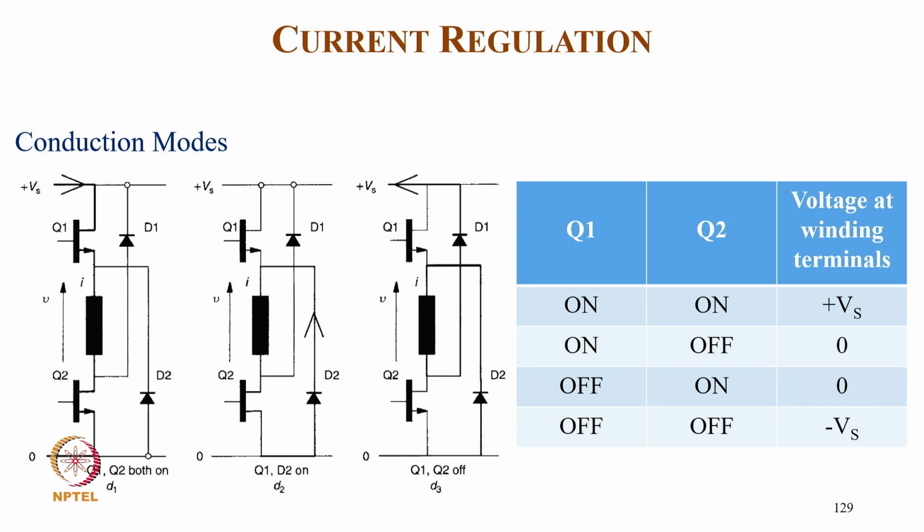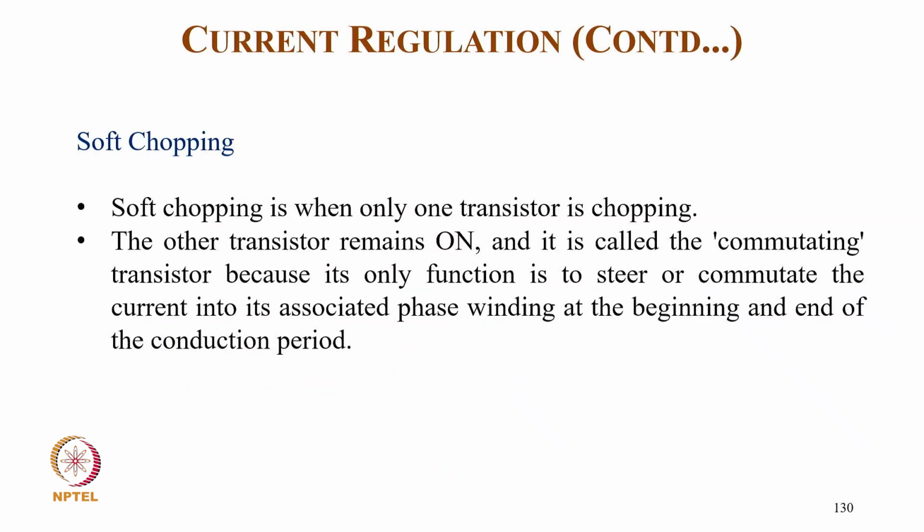And this is typically how the conduction and the signals look. So you excite both the phases and this is how the current path is, in different modes, which is given in the table. Now coming to soft switching, soft chopping. Soft chopping is when only one transistor is chopping and the other transistor remains on. It is called the commutating transistor because its only function is to steer or commute the current into its associated phase winding at the beginning and at the end of the conduction period.